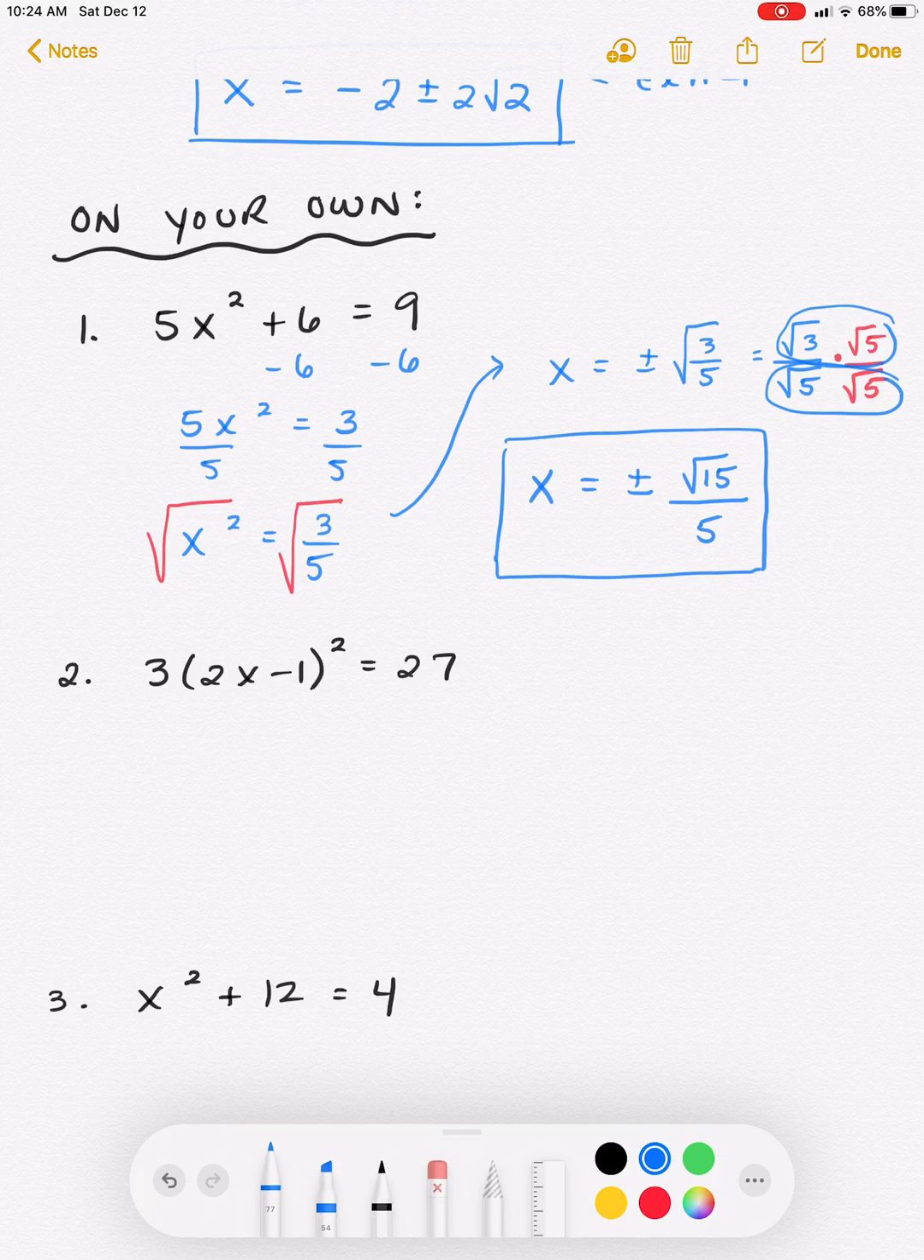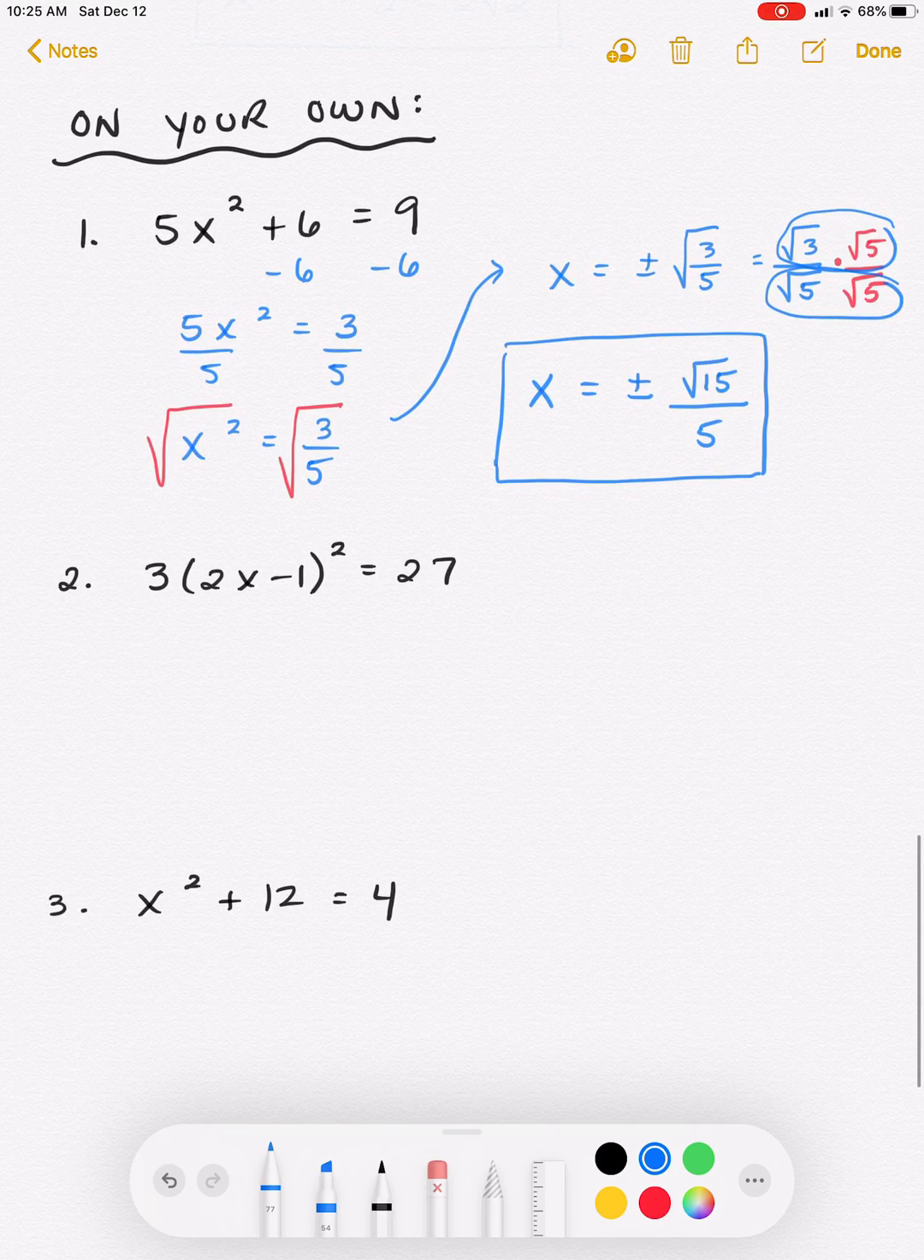All right? So even if it doesn't say in the directions, we're always now making an assumption that we're going to rationalize the denominator and we're going to simplify our radicals. Let's see what's going on here with number 2. Because of this quantity squared, right, you are not allowed to distribute the 3. And so let's go ahead and divide it.